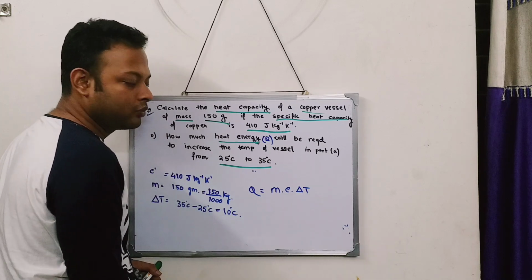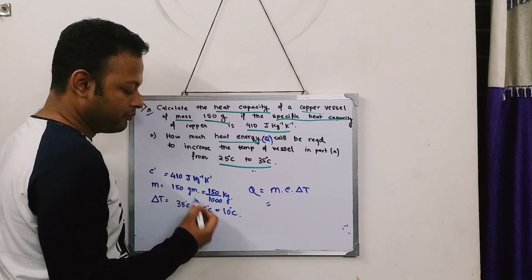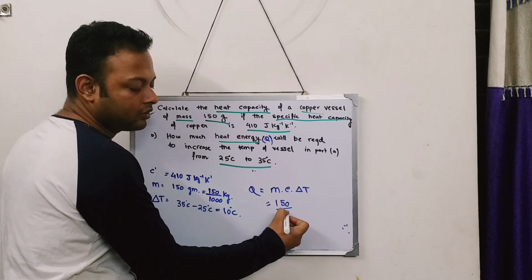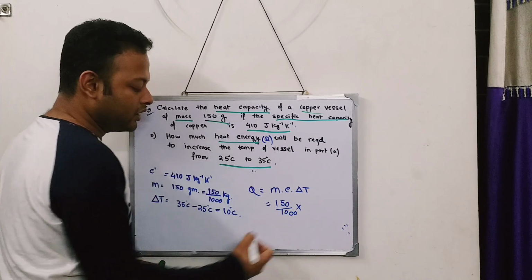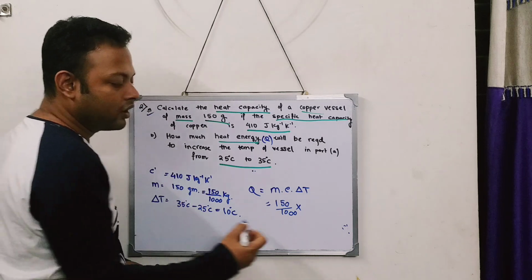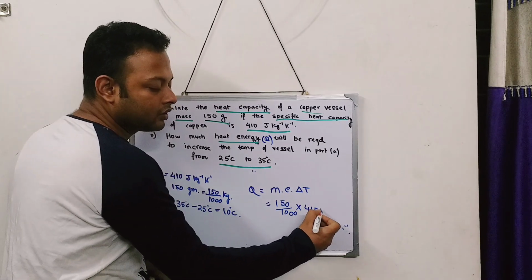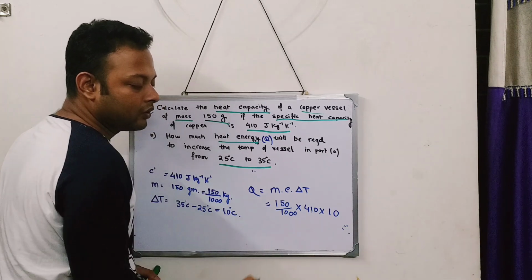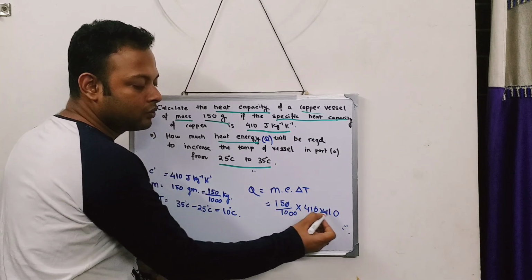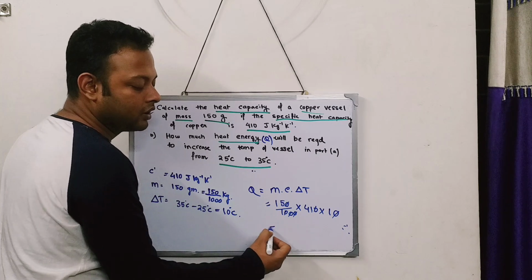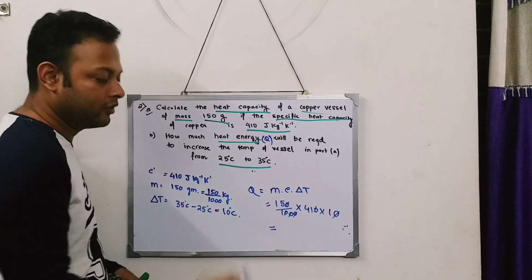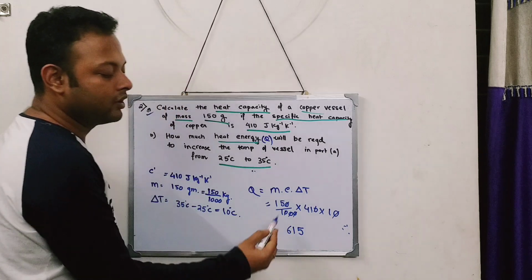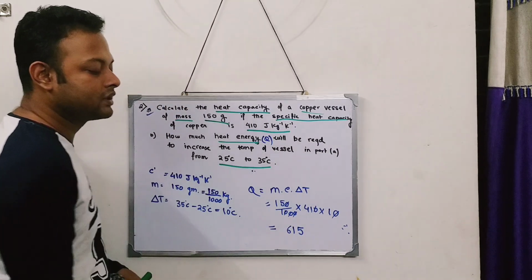This is the formula. So m is how much? 150 by 1000. c value is how much? c value is 410. And delta T is how much? 10. Now cancel the 0. 1, 2, 3, 1, 2, 3. And 15 into 41, if you solve it, it will give you 615. 15 into 41 gives you 615.